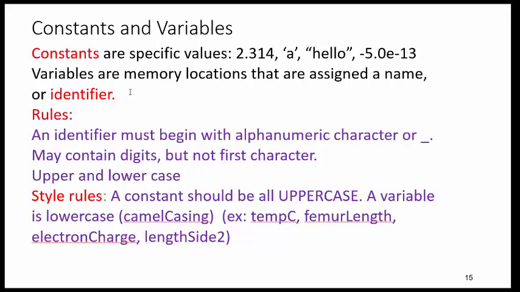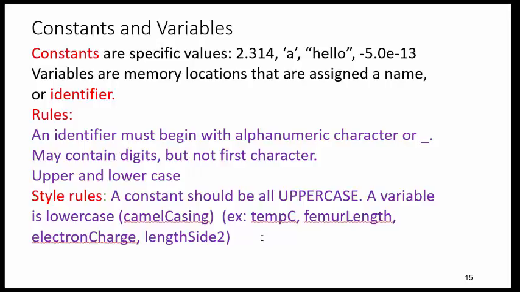So the rules are: the identifier must begin with an alphabetic character or an underscore. I don't really like the underscore style. It may contain digits, but not as the first character. The first character cannot be a digit. And it can have upper and lower case, and those will be valid names of identifiers. But in our coding style, a constant should be named with all uppercase letters, and a variable is all lowercase.